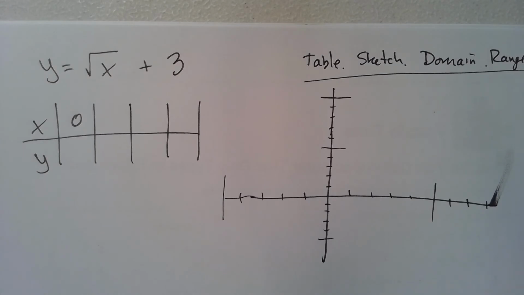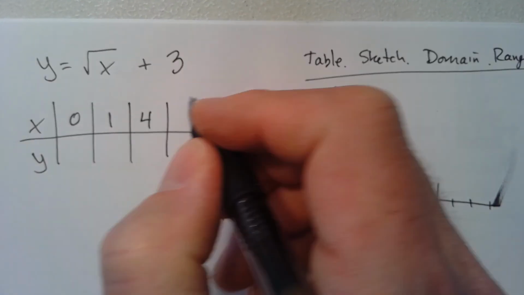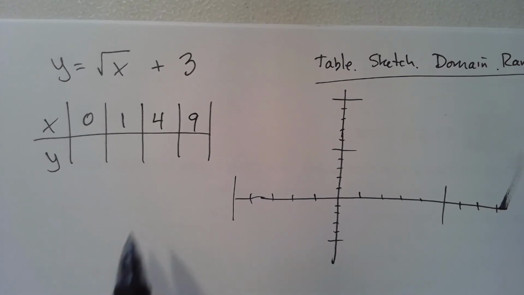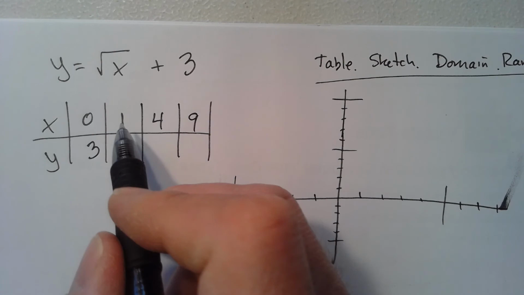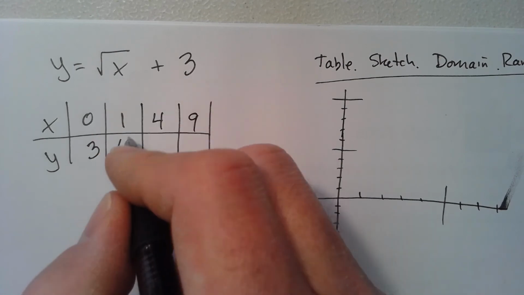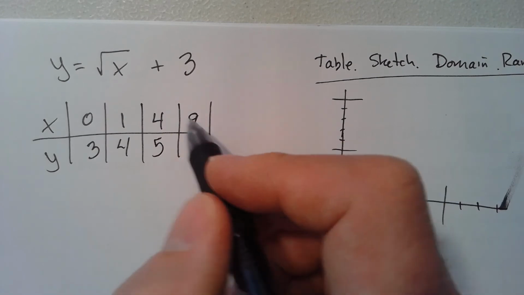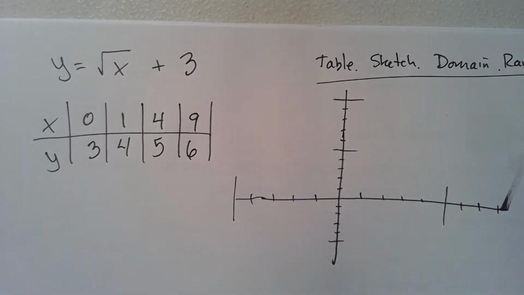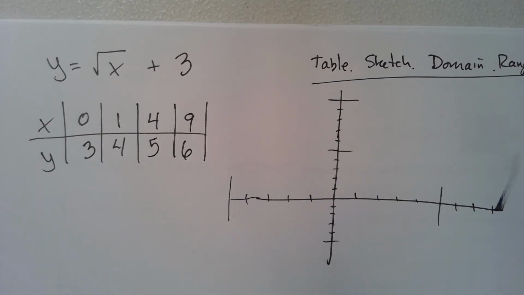Alright, so we're going to start at 0. We're going to go up 1, up 3, up 5. If I plug it in, square root of 0 is 0, plus 3 is 3. Square root of 1 is 1, plus 3 is 4. Square root of 4 is 2, plus 3 is 5. Square root of 9 is 3, plus 3 is 6. Alright, so there's our table. So we can start our graph at 0, 3.